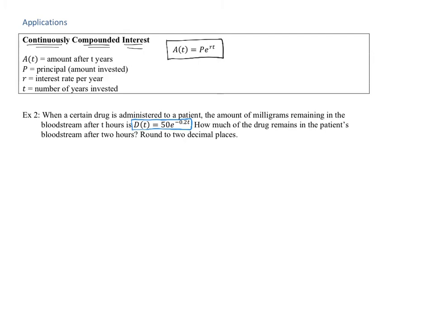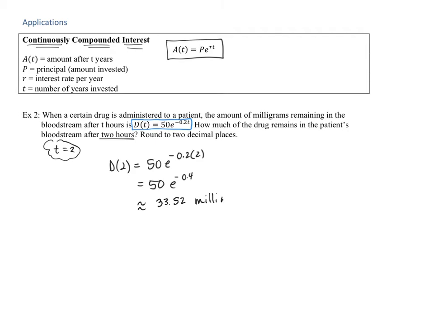Okay, so using that formula, the question is how much of the drug remains in the patient's bloodstream after 2 hours. So our t in this case is 2. So we're going to find D of 2. So it would be 50 times e to the negative 0.2 times 2, which is 50 e to the negative 0.4. And that is approximately 33.52. And our units here are milligrams.